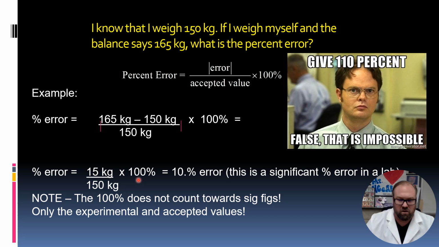And once again, we're not going to be overly concerned there. Do the best you can with it, looking at the sig figs in the experimental and accepted values to work the sig figs for how you round your final percent error for labs.